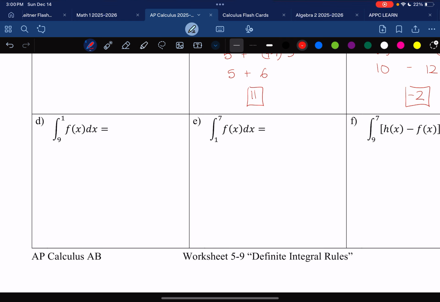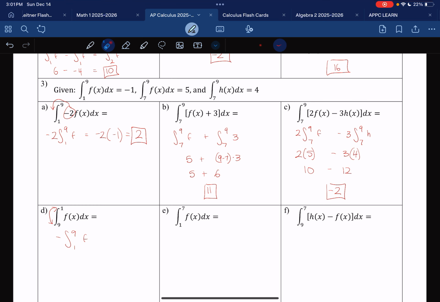All right. Oh boy, 3 more problems and we're done. Oh, you guys are backwards. So it normally goes smaller to bigger. So this needs to be negative integral between 1 to 9 of f. And we happen to know that the integral between 1 and 9 of f, which we've seen over and over, is negative 1. So it's a negative negative 1, which is equal to a positive 1.